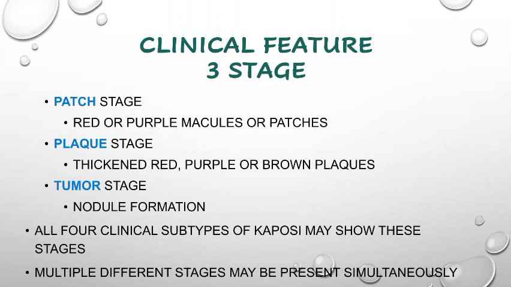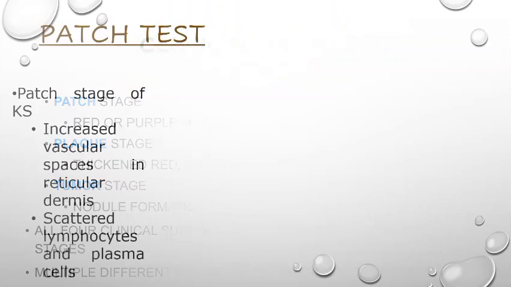Clinical stages. There are mainly 3 stages: patch stage, plaque stage, and tumor stage. All 4 clinical subtypes of Kaposi may show these stages. Multiple different stages may be present simultaneously.